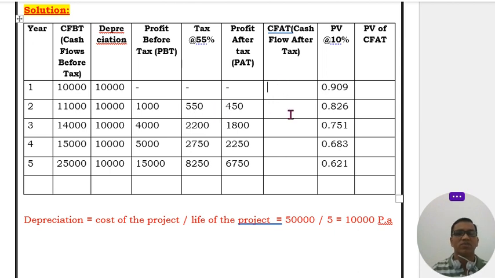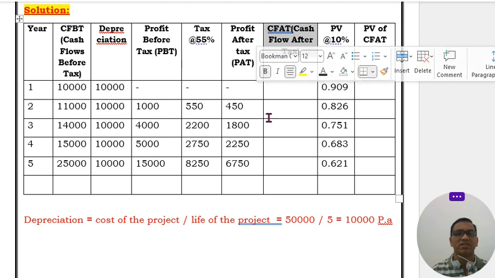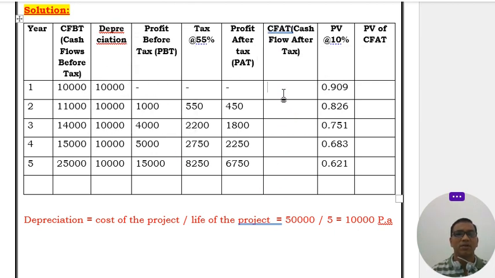And the last value, CFAT, cash flow after taxes. How will you get CFAT? Profit after tax plus depreciation. So here, first year profit after tax nil, 0, plus depreciation 10,000, so the value is 10,000.